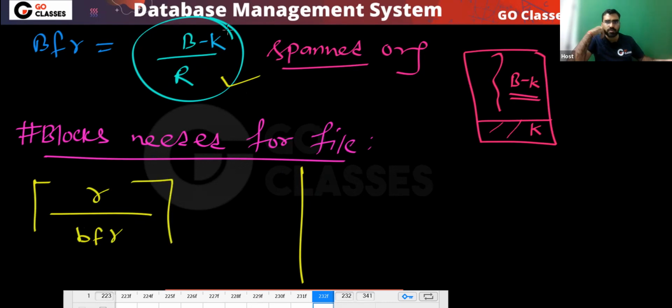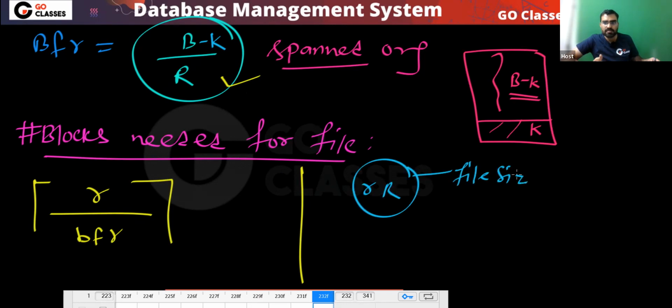Or you can do what Priya was doing. You find the total file size, right? Here you can do that. Ekta, yes or no? File size you find, divided by B minus K you do. Here you can do this.